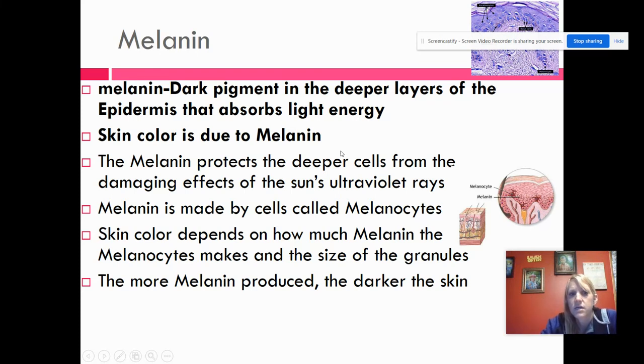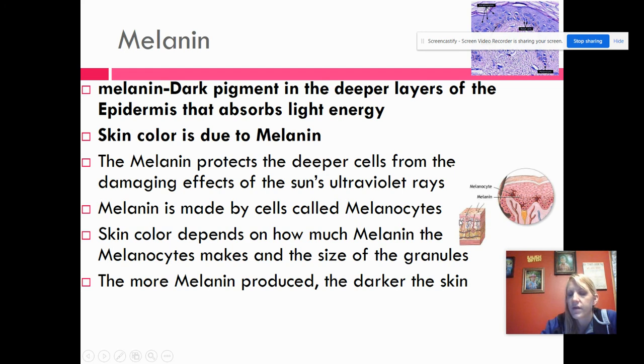Melanin protects the deeper cells from the damaging effects of the sun's UV rays, so that's why people who have a darker complexion sometimes might not get sunburnt as easily, but they still can have damage, so it's still important to wear sunscreen. Just like keratin is made by keratinocytes, melanin is made by melanocytes. The more melanin produced, the darker the skin.